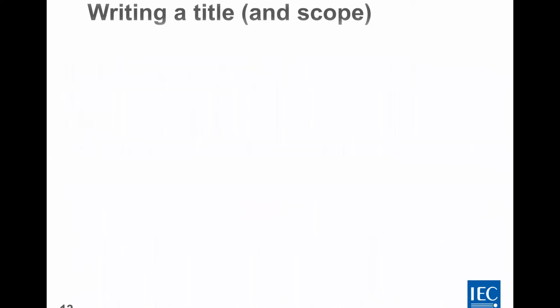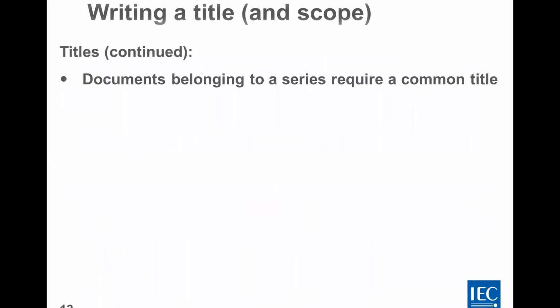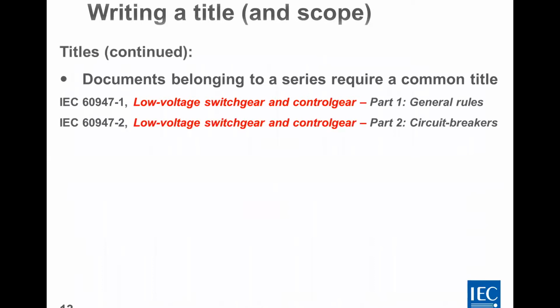Moving onwards with titles, one other aspect we should consider is that when a document belongs to a series, all of the elements in the series require a common title. So here is another real-world example where we have two documents which belong to the 60947 series. They have a common title for the series, which is "Low-voltage switchgear and controlgear." And then after the part element, you give more details as to what that particular document contains.